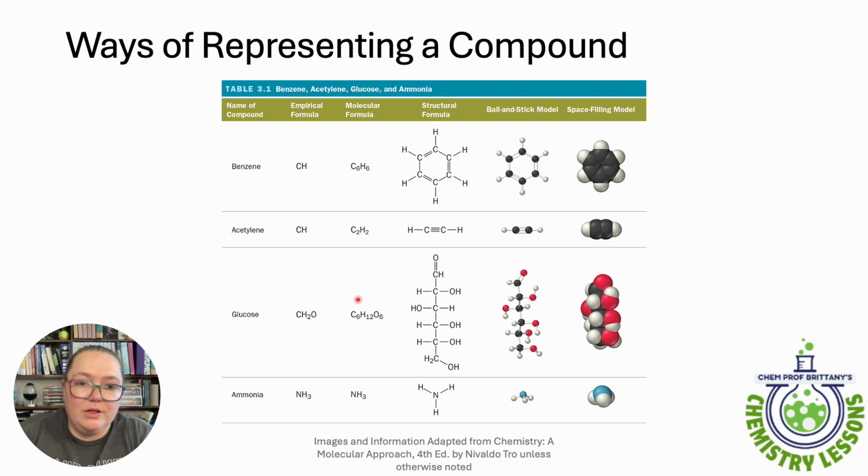Glucose is a much bigger molecule, C6H12O6, so C, twice as many hydrogens, and then O. So this is how we represent a compound, and which one we pick is totally dependent on what we're trying to do with that information.